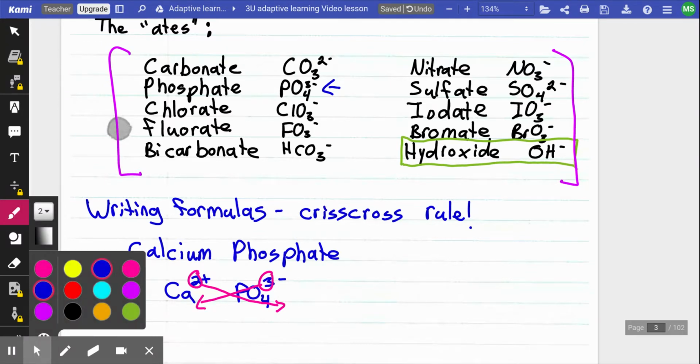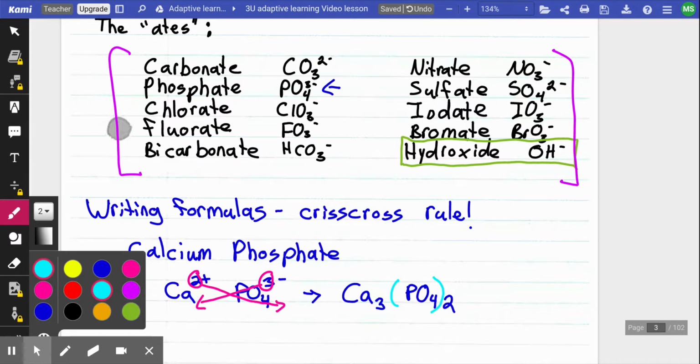So if we do that, we're going to end up with Ca3 and then PO4 and then the 2. Now, if we leave it like this, it looks like we have a phosphorus, an oxygen, or phosphorus and 42 oxygens. But that's not the case. We actually have 2 of the phosphates.